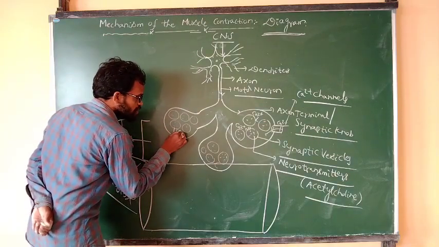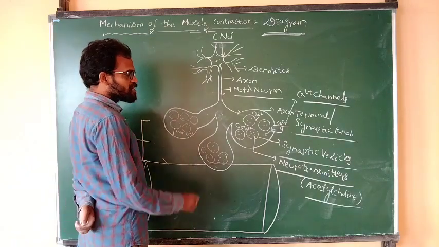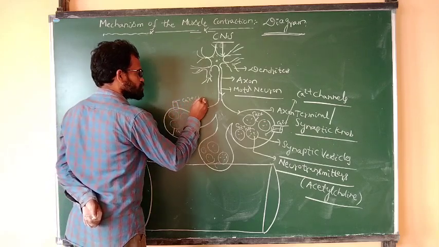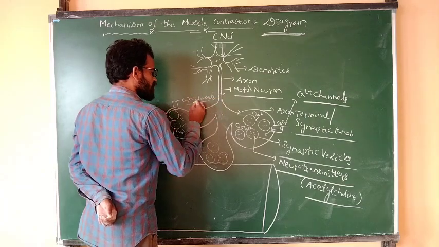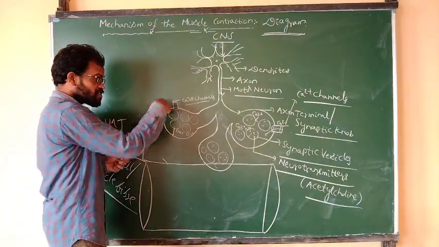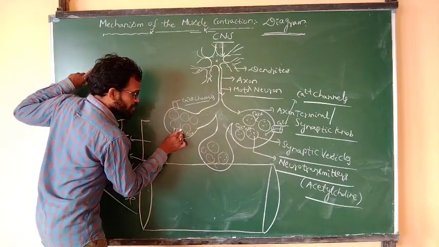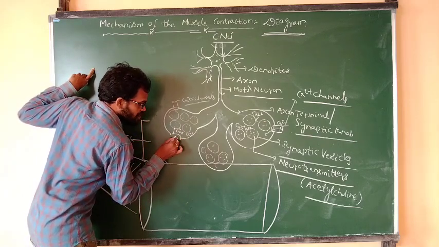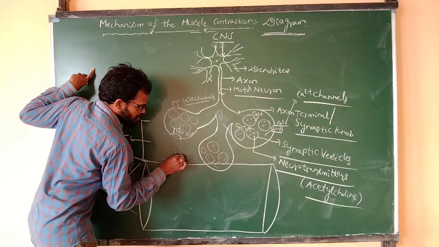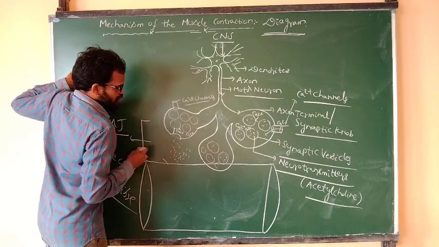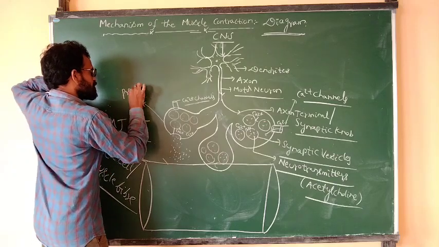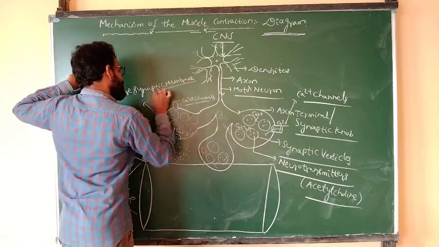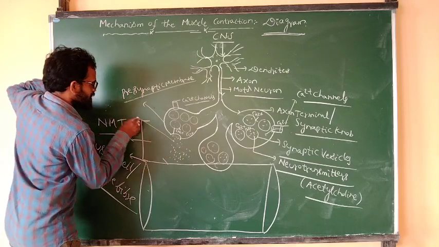The synaptic vesicles fuse. The calcium ions enter through the calcium channels into the synaptic knob. The synaptic vesicles then fuse with the presynaptic membrane.